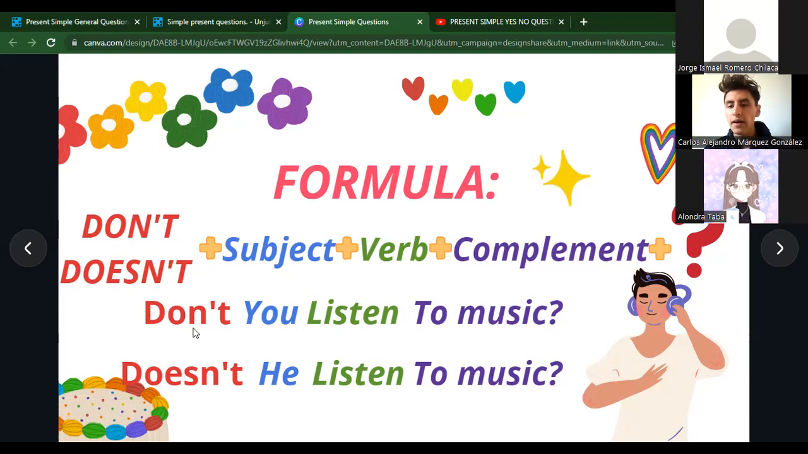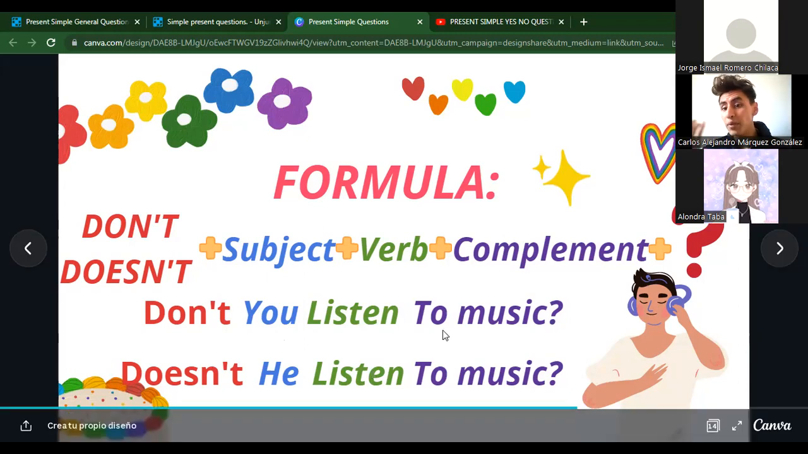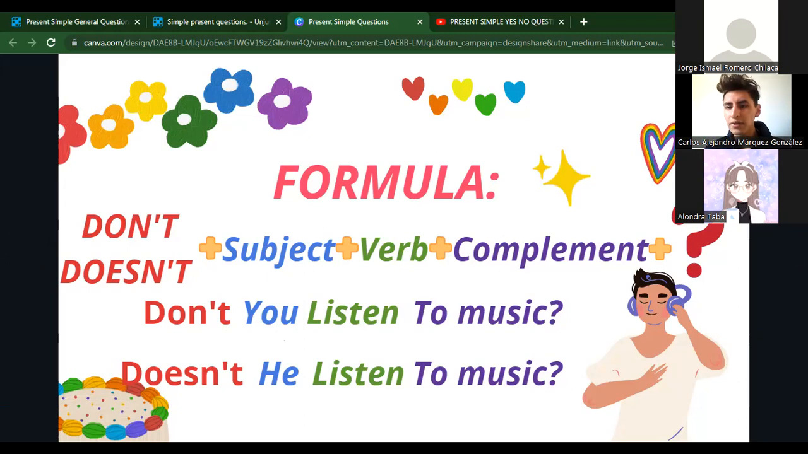And here we have some examples. Don't you listen to music? ¿No escuchas música? Es una pregunta, pero negativa. Una pregunta afirmativa, ¿escuchas música? Negativa, ¿no escuchas música? Don't you listen to music?